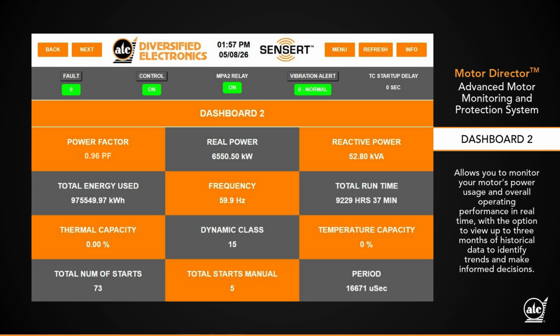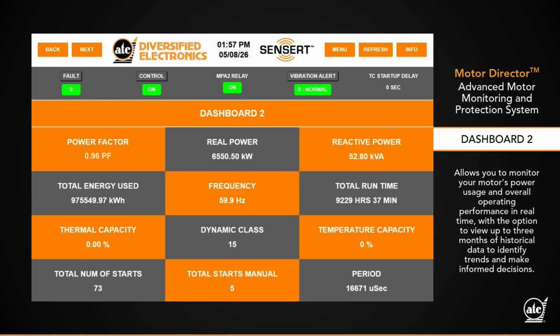Next, you'll find total energy used, displayed in kilowatt hours. This shows the total energy consumed by the motor since installation, helping you track usage and better understand operating costs over time. You'll also see total runtime, which reflects how long the motor has been in operation, as well as total number of starts and total manual starts. These metrics give you valuable insight into how often the motor is running and starting, both of which play a major role in overall wear and maintenance planning.